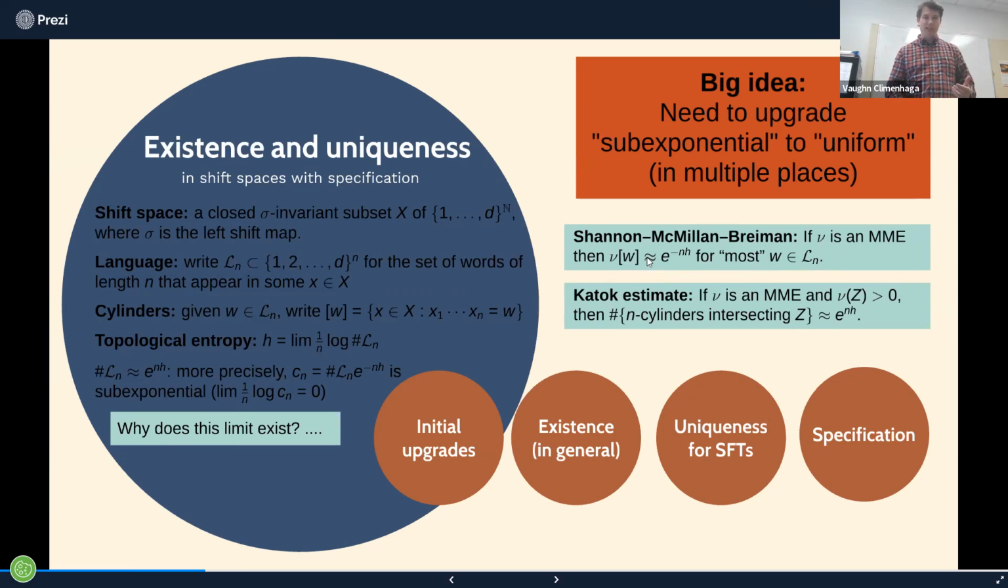Now, remember what this notation means. There's some sub-exponential error allowed here. And this only holds for most w's. So this is a very imprecise statement, and I'm not going to make it more precise. I'm just trying to communicate the big idea behind some of the arguments. And after all, it's going to get improved in just a minute anyway.